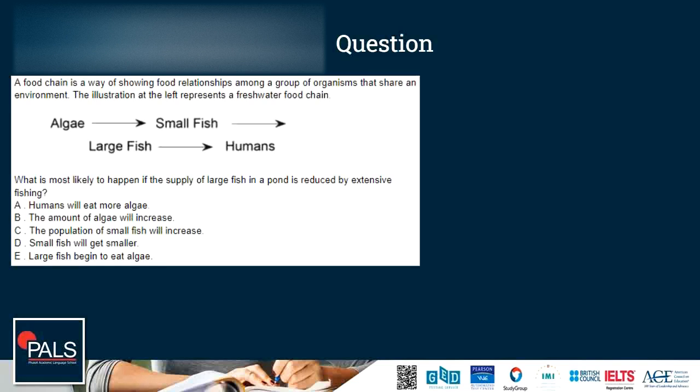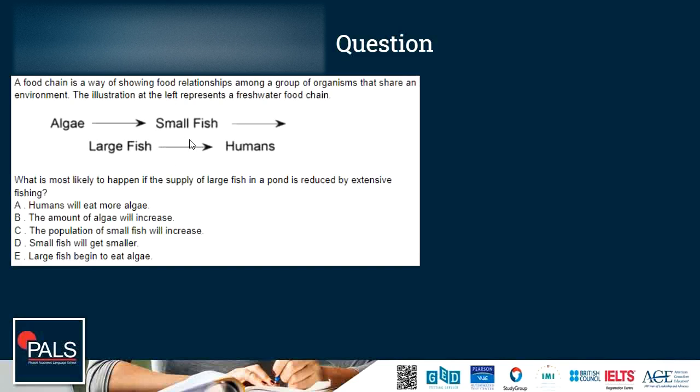Humans will eat more algae, and the amount of algae will increase. The population of small fish will increase, small fish will get smaller. Large fish begin to eat algae. So we are taking away, or we are reducing the number of large fish. That means there is a lower predation pressure on small fish.